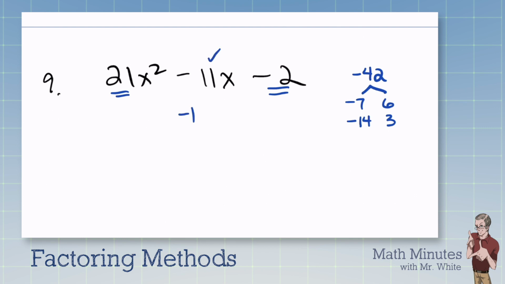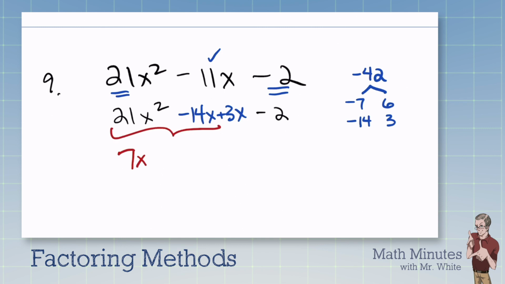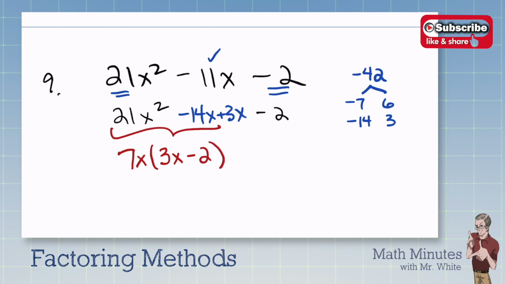So I'm going to rewrite that middle term as negative 14x plus 3x. I'm going to bring down the minus 2 here, and I'm going to bring down the 21x squared. I now do the greatest common factor on the first two, which is 7x, and that leaves behind 3x minus 2.